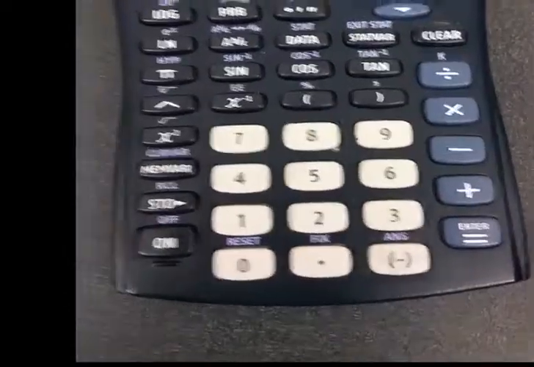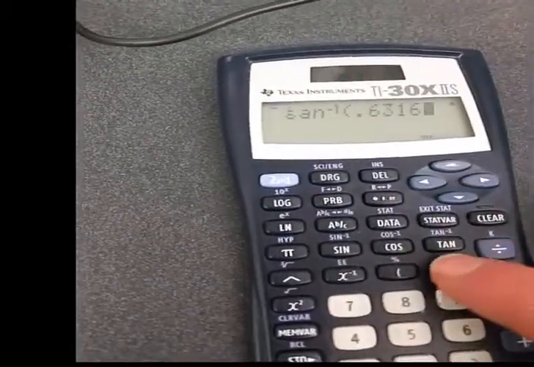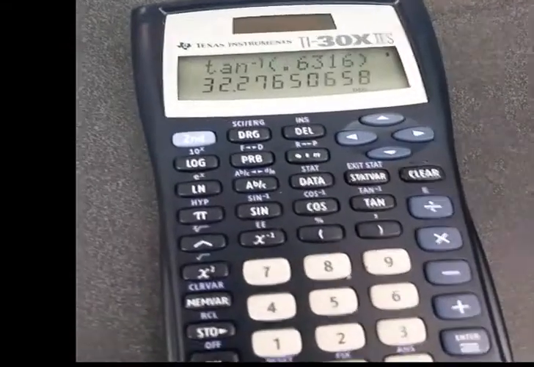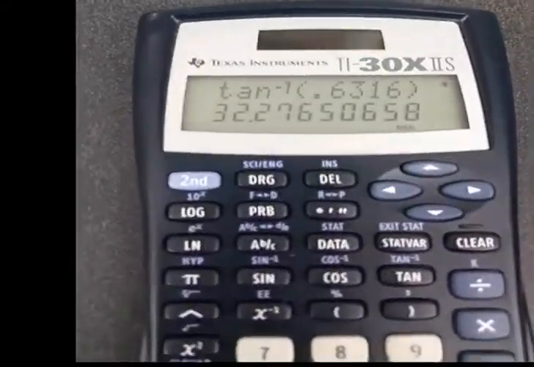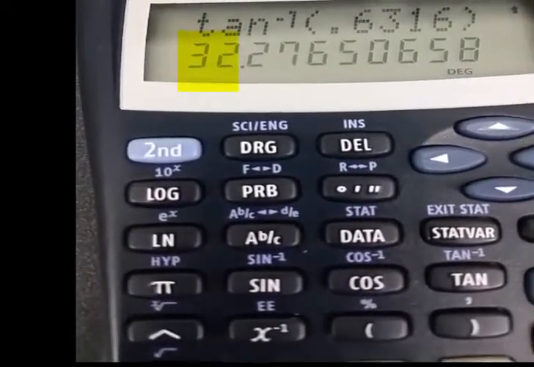Now I punch in the value of 0.6316. I close my parentheses, hit enter, and that's going to give us the value of the angle, or I should say the measure of the angle, which is approximately 32 degrees.